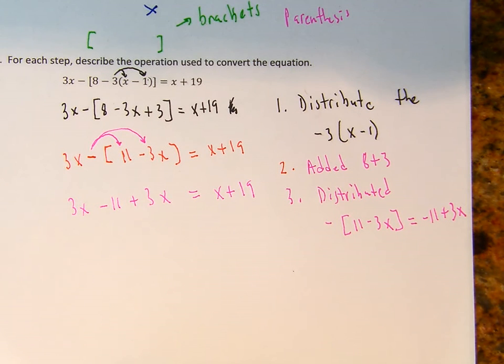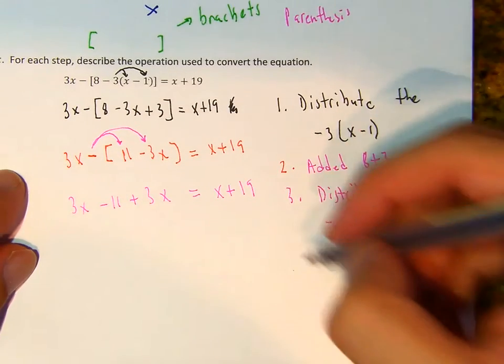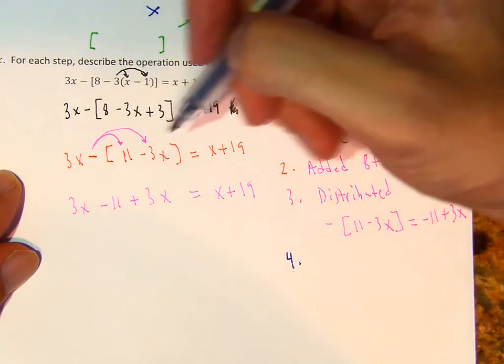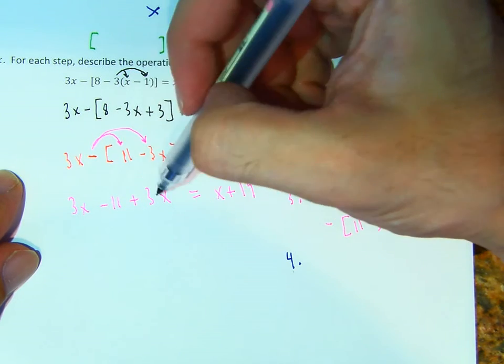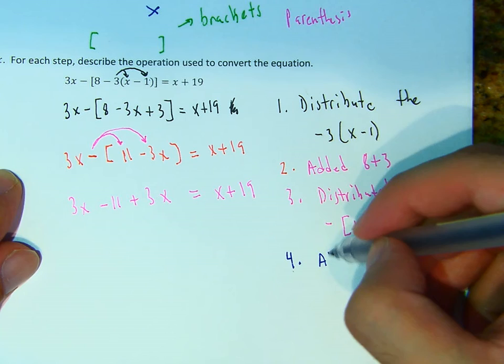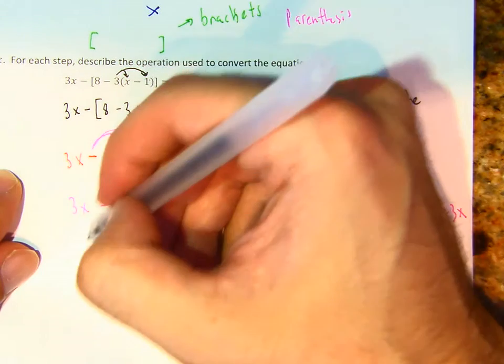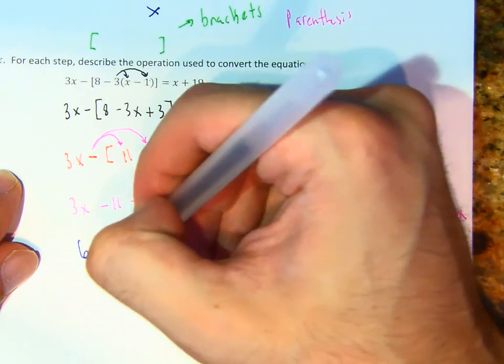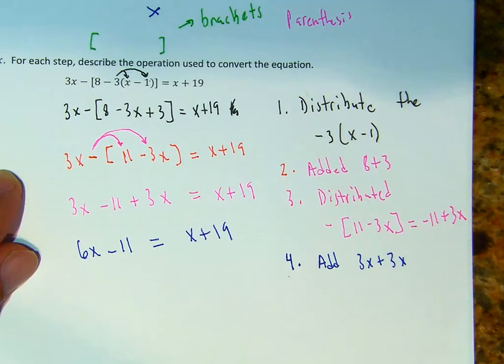Alright, try and continue the problem by yourself. And what would you do next? Right. So the fourth move, what would you do? Can we combine anything here? Not yet, but we can combine this 3x and 3x. So we're going to add 3x plus 3x. And notice that this becomes 6x minus 11 equals x plus 19.